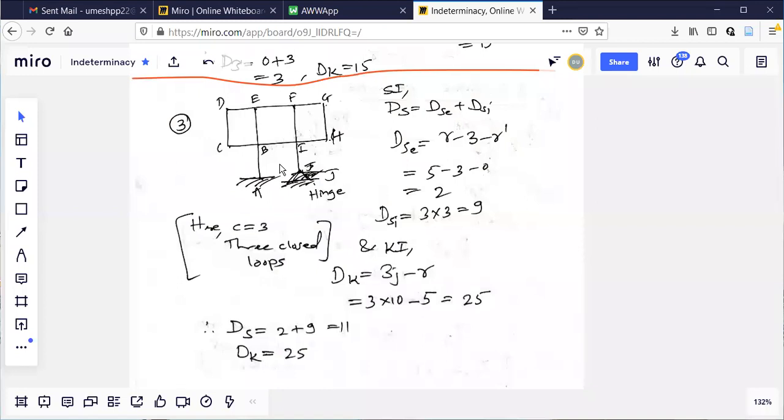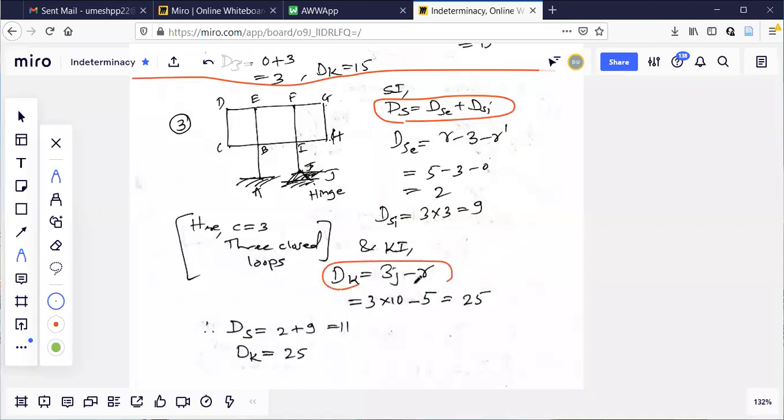Now for this one, we have to calculate static and kinematic indeterminacies. Observe this one here. First calculation of DS is this, DK is this. Two formulas we have to use. Again, SE and SI must be calculated separately. Now you look at this solution here. I'll calculate DSE first, then I will follow it up with DSI. So let us say DSE.